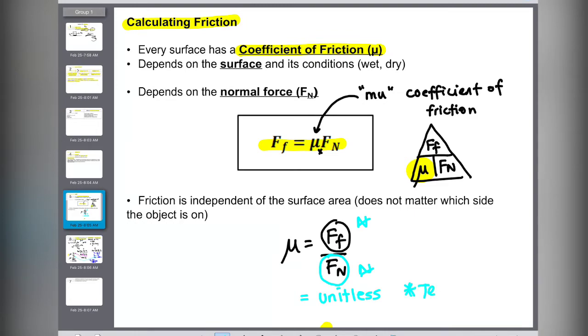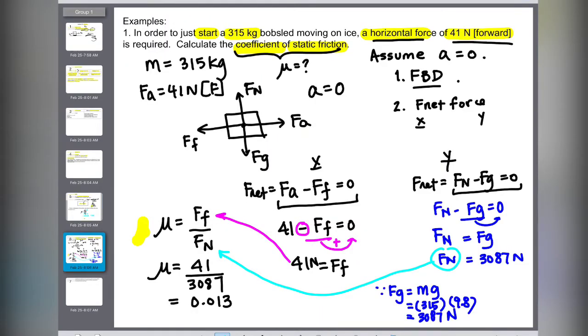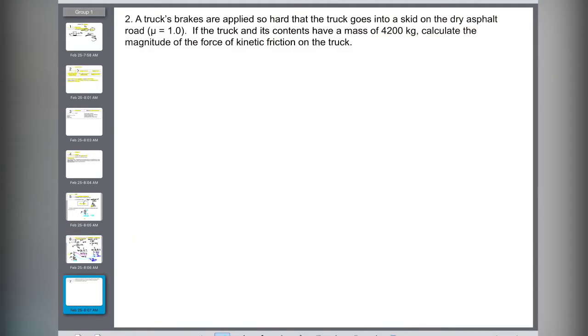This is going to be something I'm going to ask you on a test, okay? I'm going to ask you, what is the unit for mu? You're going to have to tell me it has no unit, unitless. Okay, so therefore this is my answer. So I'm done. No units.